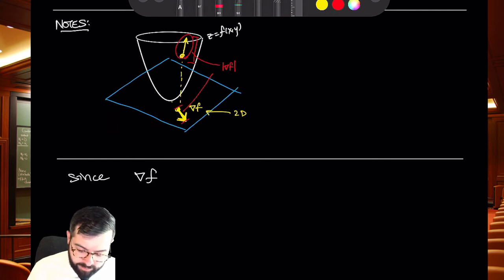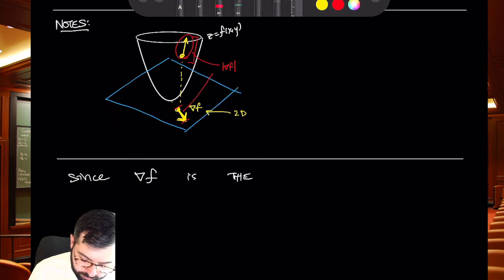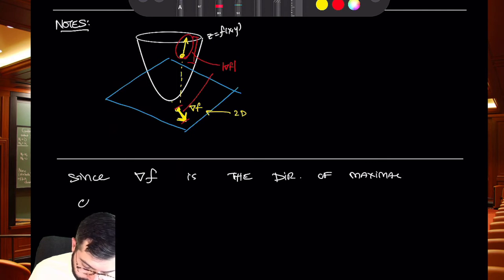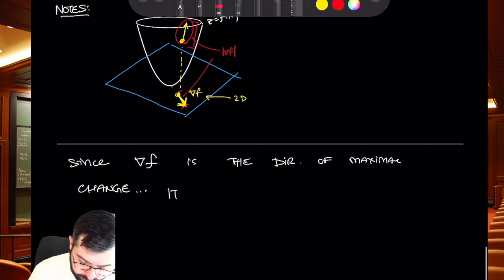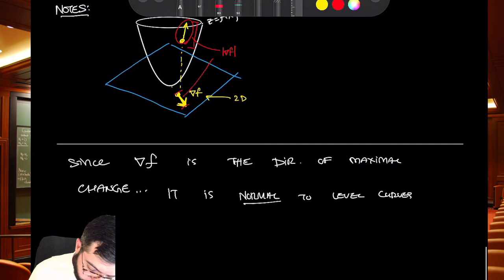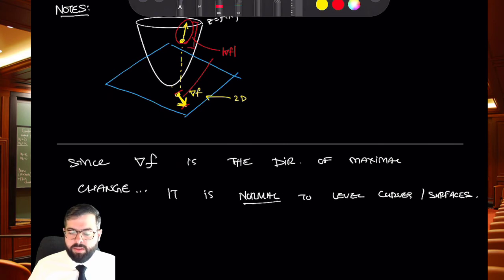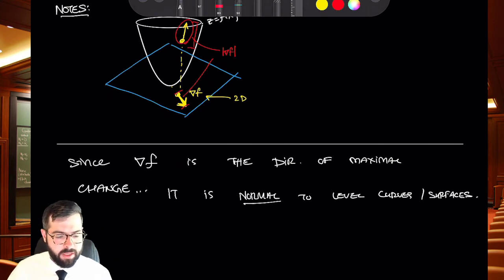since the gradient of f is the direction of maximal change, it is normal to the level curves or surfaces. That's going to take some thinking. But to give you an intuitive sense of this, I have one graph I want to show you.